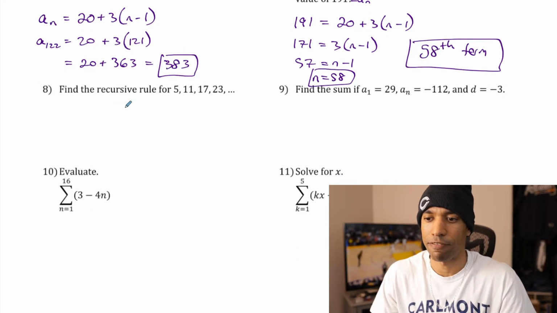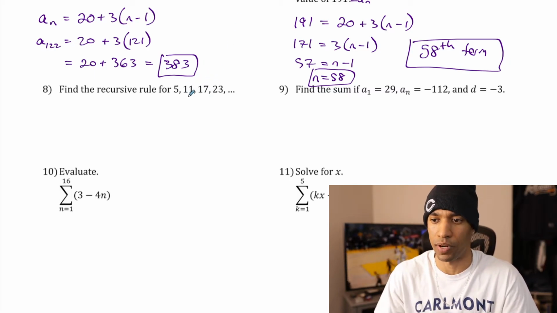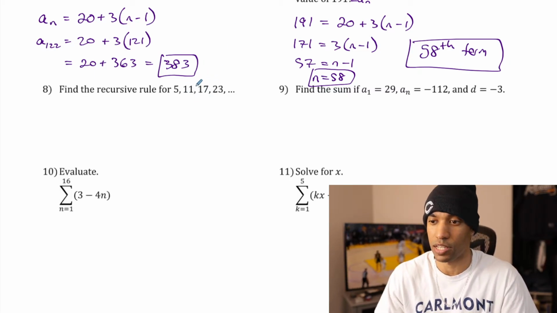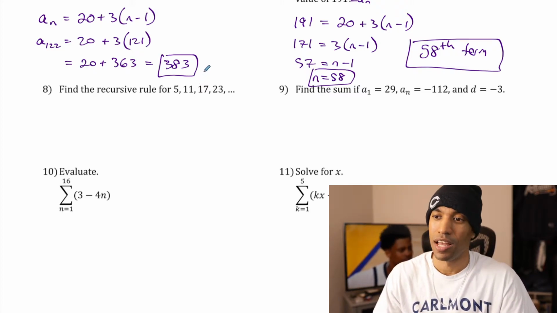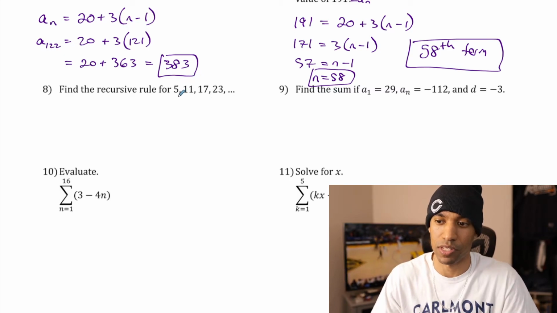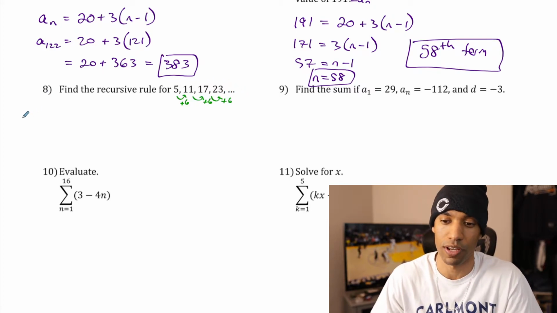All right, number 8, find the recursive rule for 5, 11, 17, 23. They don't tell you what kind of sequence it is, but like has been the case for a lot, this is an arithmetic sequence. I see a common difference of plus 6, so it's going to be an arithmetic sequence here. But hey, we haven't done an arithmetic sequence recursive rule, so let's go ahead and do that.